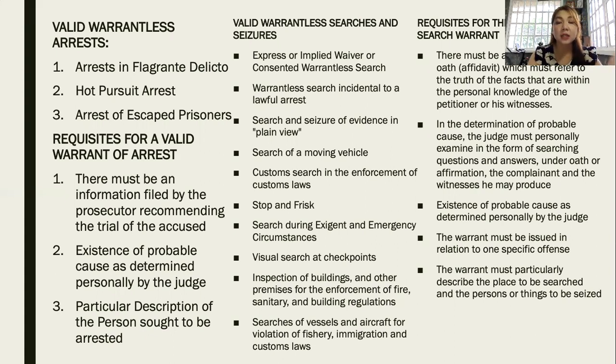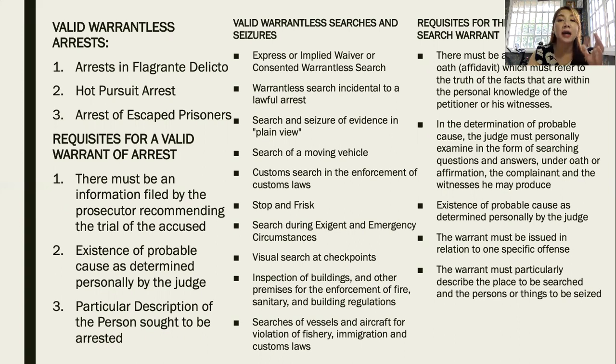Ano naman yung arrest? So an arrest is the taking of a person into custody in order that he or she may be bound to answer for the commission of an offense. It is effected by an actual restraint of the person to be arrested or by that person's voluntary submission to the custody of the one making the arrest.